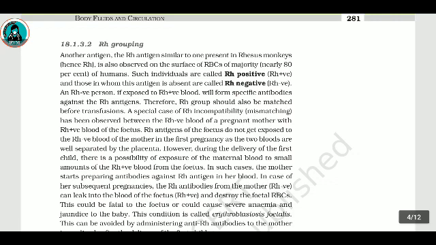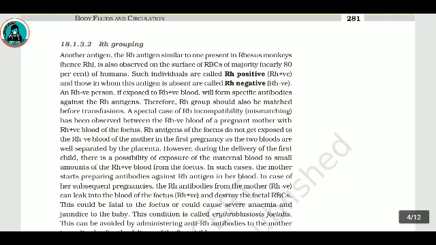18.1.3.2 Rh grouping. Another antigen, the Rh antigen, similar to one present in rhesus monkeys, is also observed on the surface of RBCs of nearly 80 percent of humans. Such individuals are called Rh positive, and those in whom this antigen is absent are called Rh negative. An Rh negative person exposed to Rh positive blood will form specific antibodies against the Rh antigen. Therefore, Rh group should also be matched before transfusions.